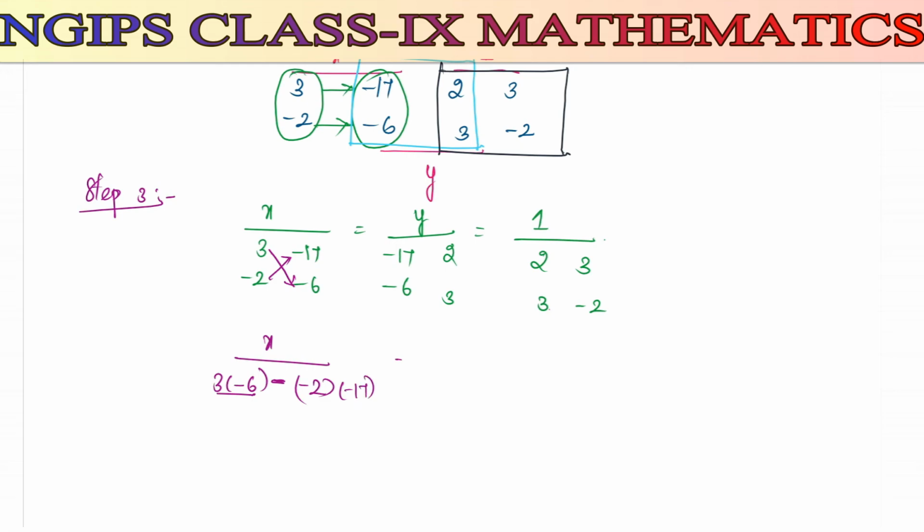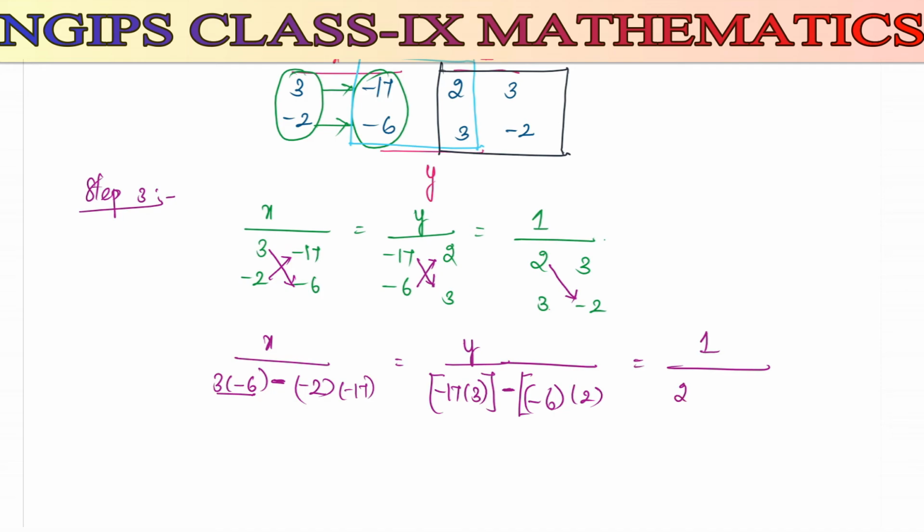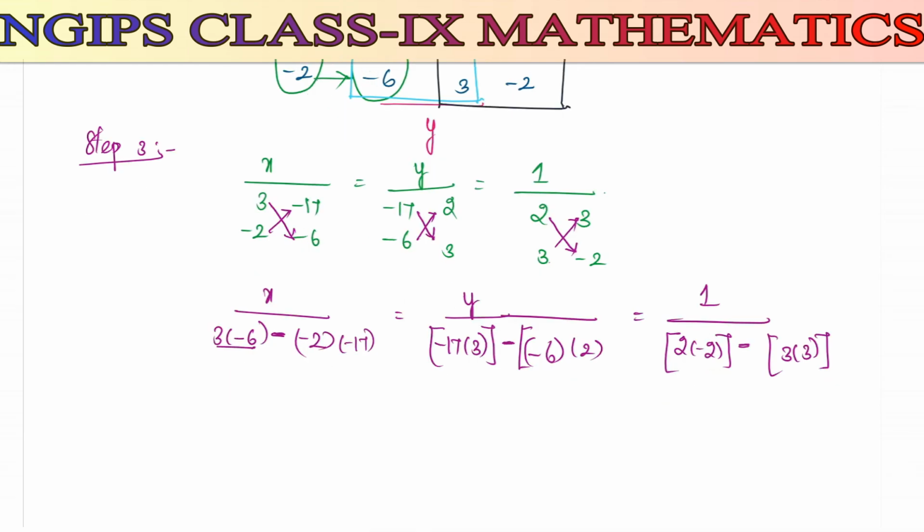So this is the procedure. y divided by, first I am going to take the down arrow, both we have to multiply, minus 17 into 3. We have done the first arrow, and the second arrow is the up arrow. Before multiplying these two numbers, you have to put a minus here. So this is the formula, minus 6 into 2. Okay, next we need to take the constant 1, and I need to multiply the down arrows, 2 into minus 2. So this is the first arrow, and before taking the up arrow product, you have to put a minus, 3 into 3. Okay, we have done this. Now further you have to simplify it.